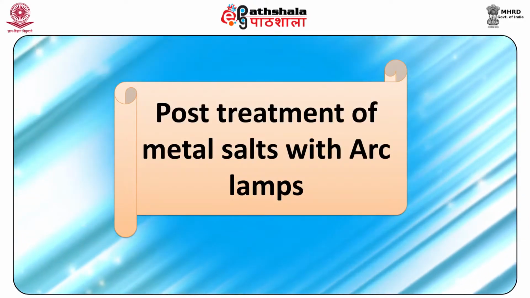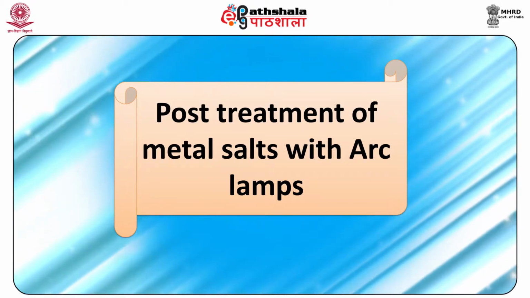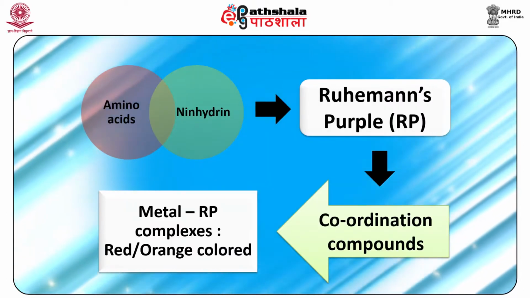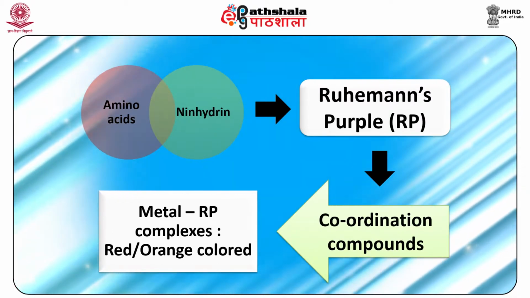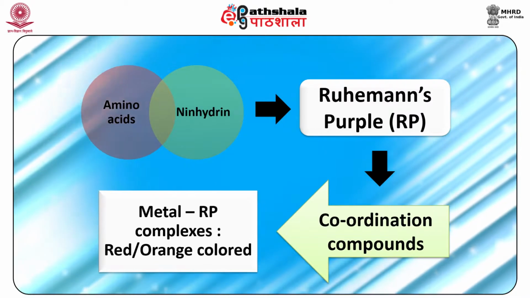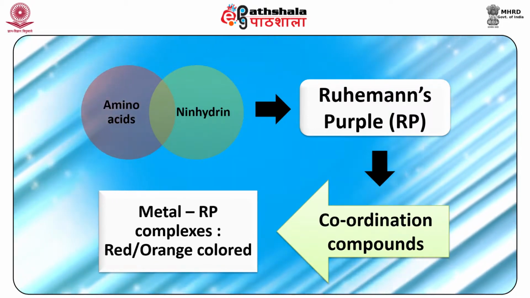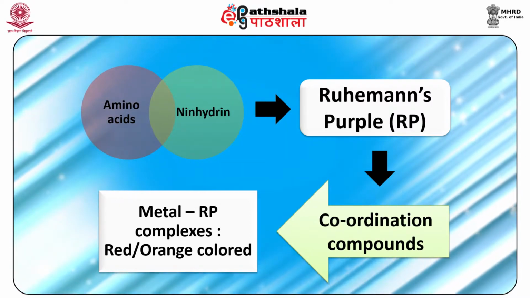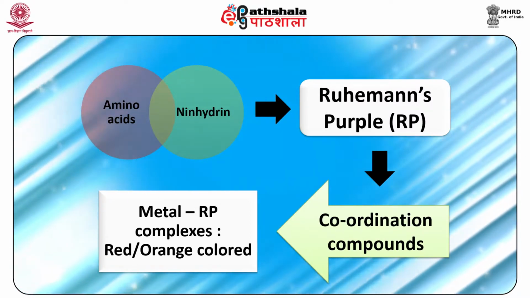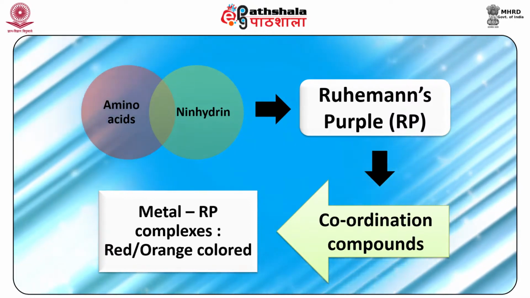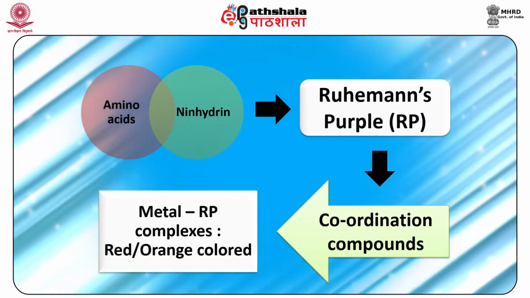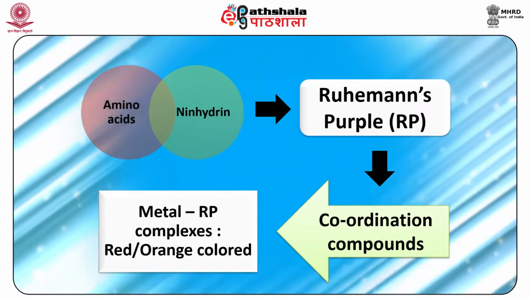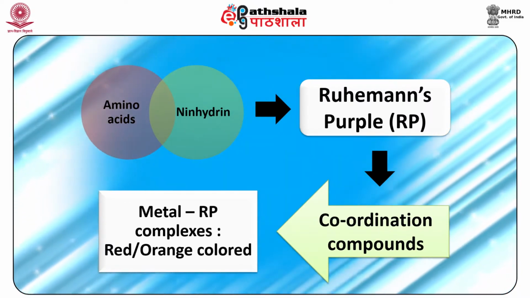Post-treatment with metal salts in concert with arc lamps. Ruhemann's purple, the reaction product of ninhydrin with amino acids, forms coordination compounds with many metals. The metal Ruhemann's purple complexes are generally red or orange in color. Some of these are fluorescent in nature. The reaction may be used to overcome the contrast problem of ninhydrin developed prints as well as to improve the stability of fingerprints.